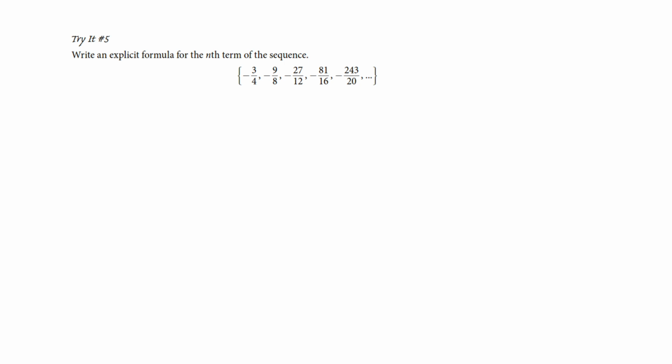Okay, let's try a couple more here. Now what I see here is on the top, I have powers of 3. Everything is also going to be a negative. So these are not going to oscillate. I don't need the negative 1 to the n. It's always going to be negatives. On the top, I have powers of 3, so I'm going to start with 3 to the 1. So here's what I've got: 3 to the 1, 3 to the 2, 3 to the 3.